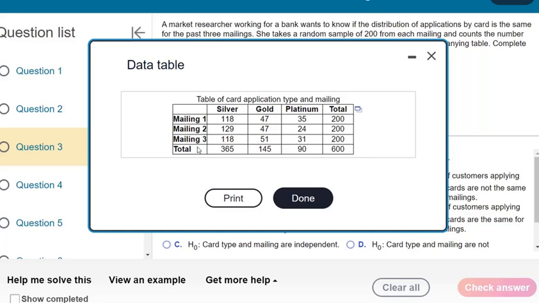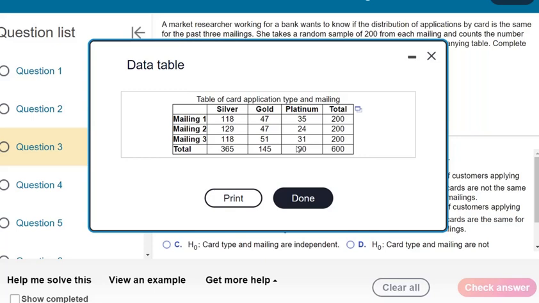You calculate the expected value the same way for each row and each column, each cell, I should say, regardless of the test. But the type of test you're doing just depends on your hypothesis statement. So if you're testing to see whether this type of card impacts the mailing, then that would be a test of independence. But surely that's not what's happening, right? Because they're sampling the mailing list first. Like if you get more platinum cards, that doesn't mean there's going to be more in mailing 2 or mailing 3 necessarily. The mailing lists are done independently from the platinum cards.